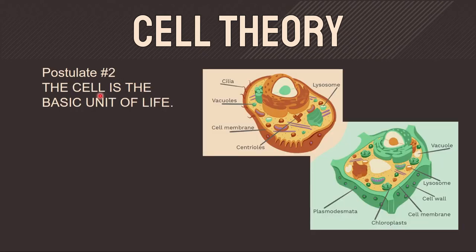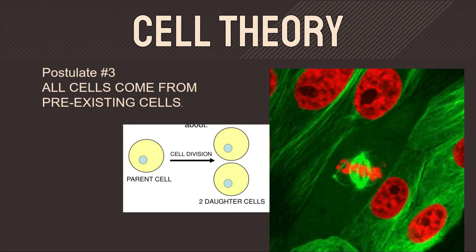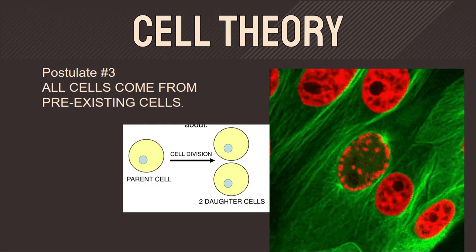The second postulate of the cell theory states that the cell is the basic unit of life. So why is it the basic unit of life? We will know later in lesson 2. The third postulate of the cell theory states that all cells come from pre-existing cells.